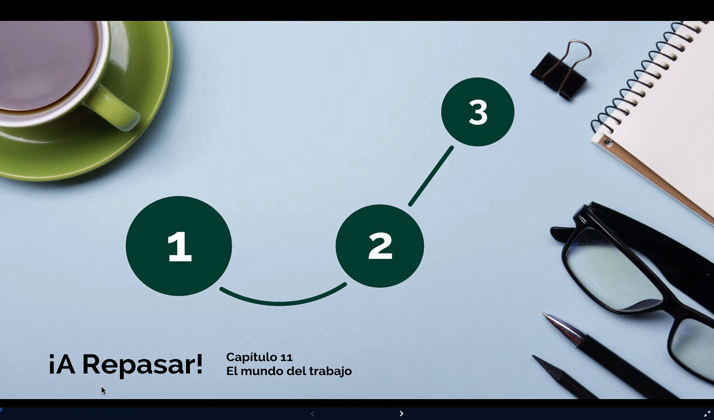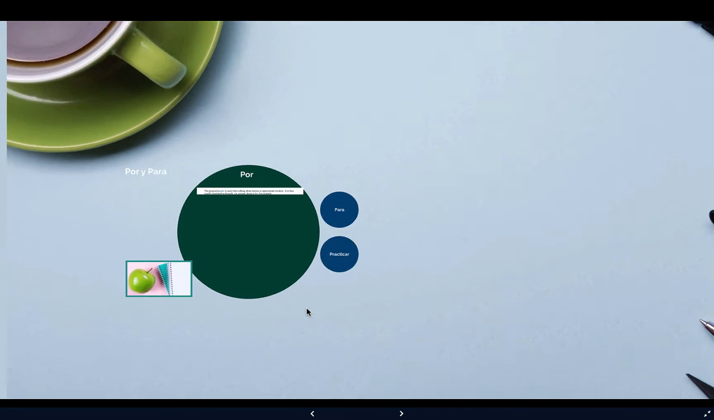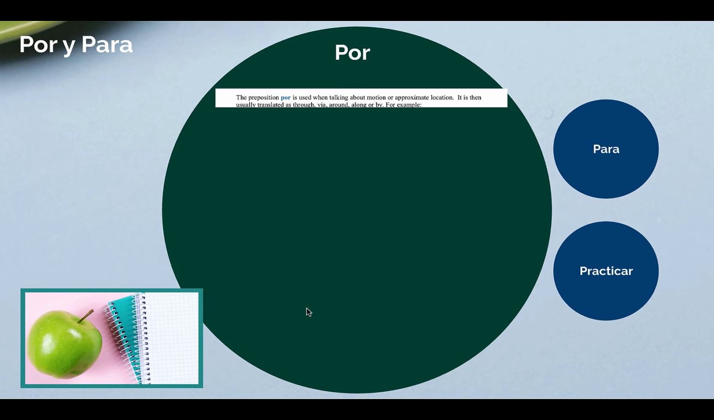We are going to review el capítulo 11, el mundo del trabajo. Ok, primero vamos a comenzar con por y para. Ok, comencemos con por. So the preposition por is used when talking about motion or approximate location. It is then usually translated as through, via, around, along, or by.